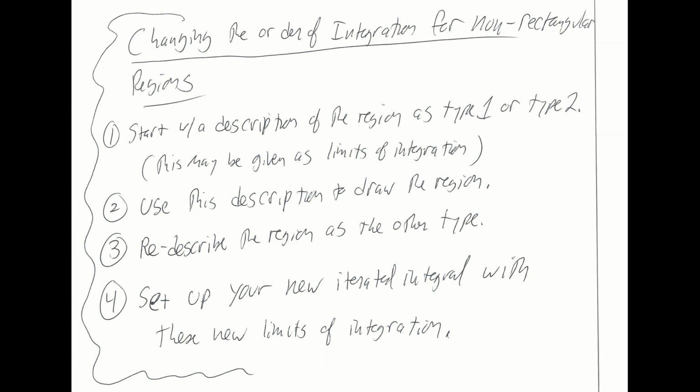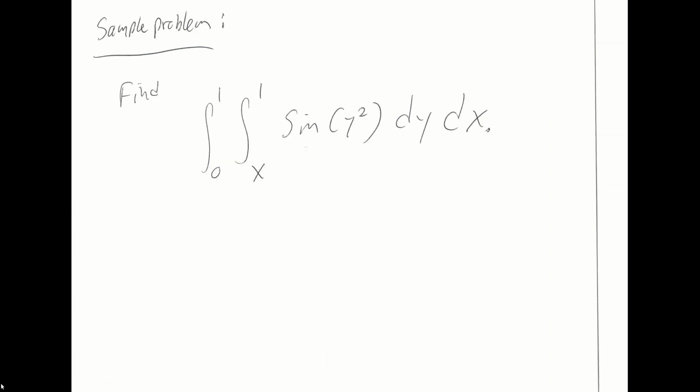Then redescribe the region as the other type. If it was given as type 1, redescribe it as type 2, and vice versa. And set up your new iterated integral with new limits of integration given by this new description as the other type of region. So let's have you folks do some of these.